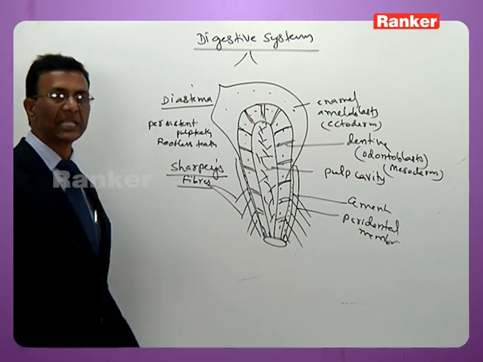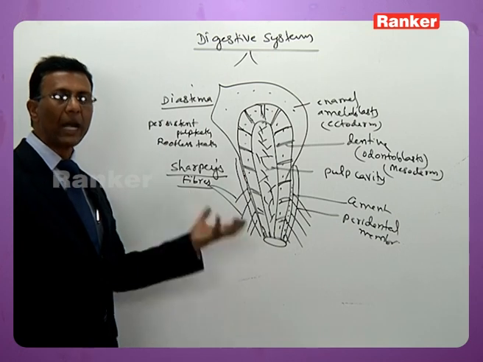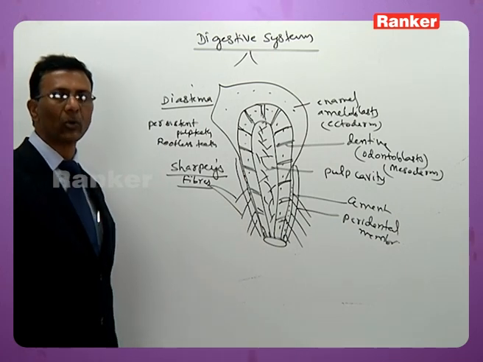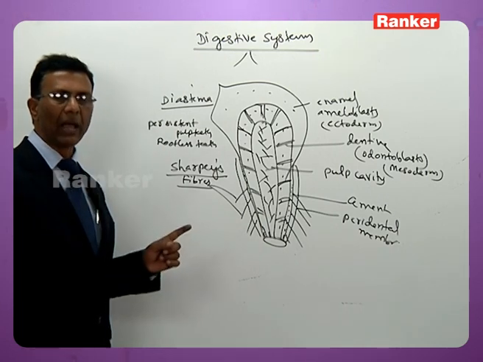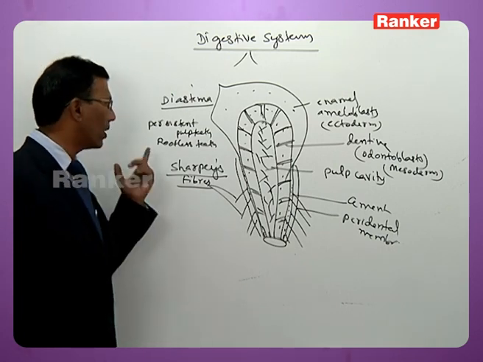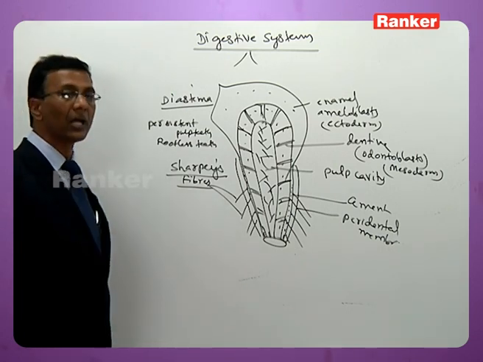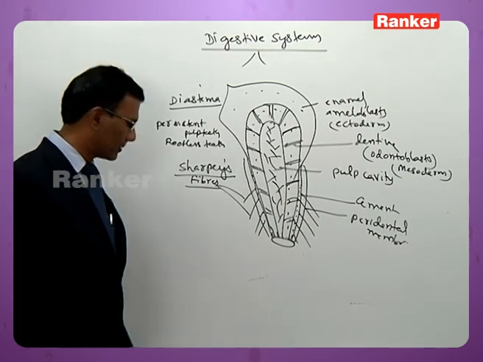Then rootless teeth. What do you mean by rootless teeth? Because of the broad root and a wide aperture at the tip, it appears as though the tooth does not have a root. That's why we call them rootless teeth. So in rabbit, in elephants, in squirrels and so on, you find persistent pulp teeth or rootless teeth. This is the most important point, you must remember this.